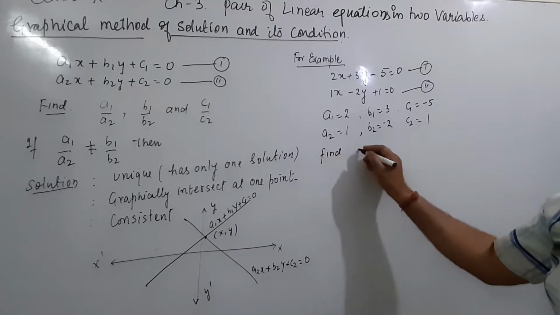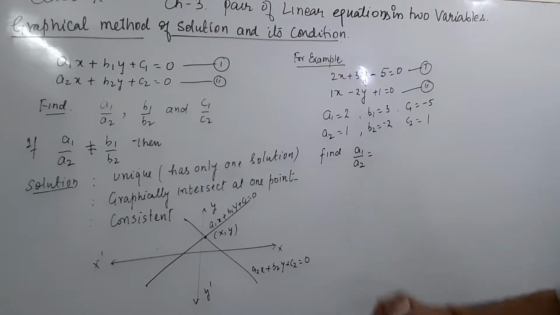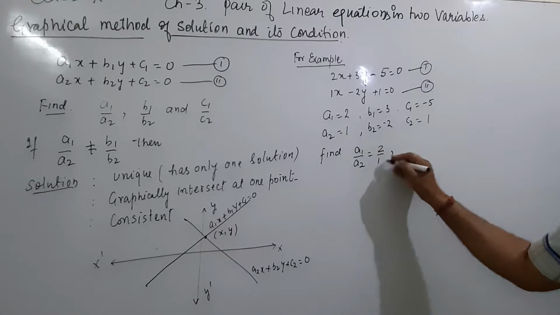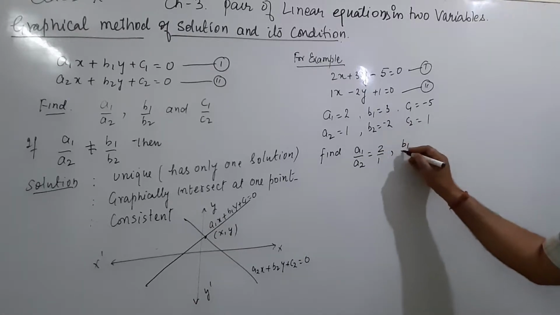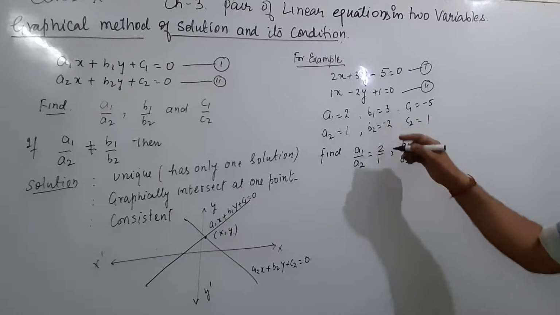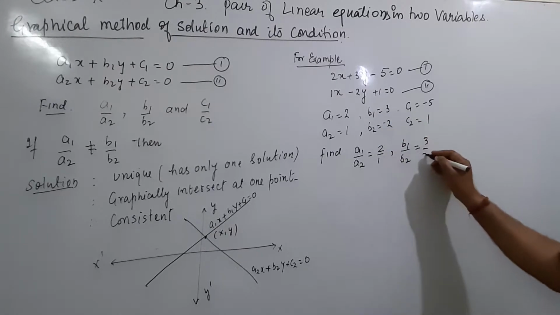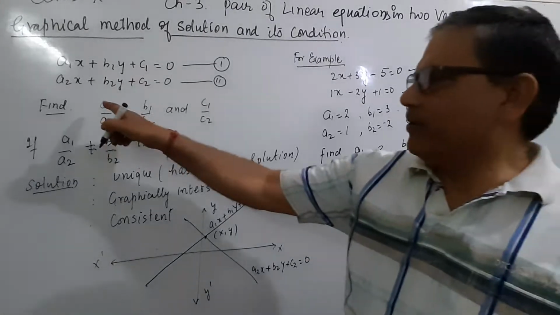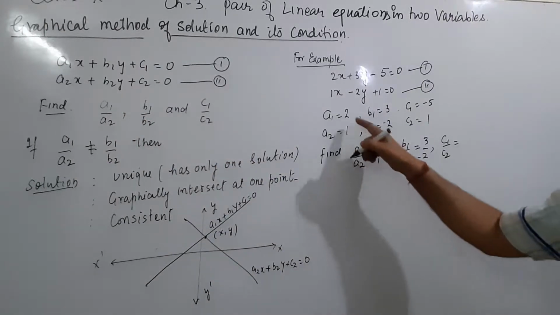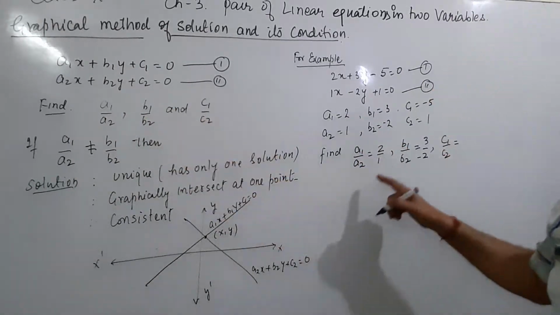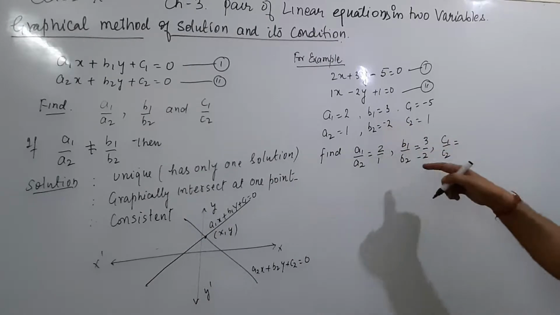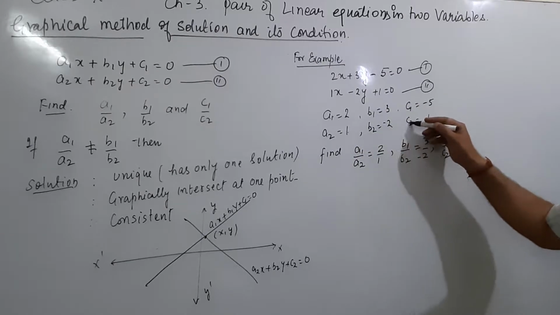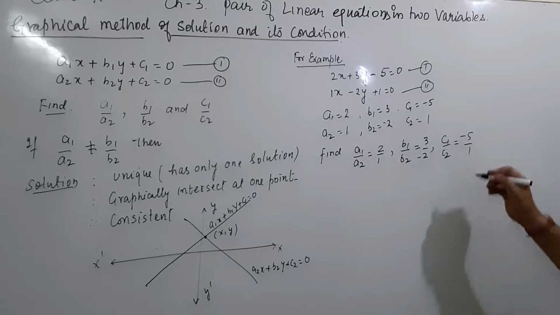What do we have to find out? a1 upon a2. What is a1 upon a2? 2 upon 1. What is b1 upon b2? b1 is 3 and b2 is minus 2, so 3 upon minus 2. Then c1 upon c2 is minus 5 upon 1.